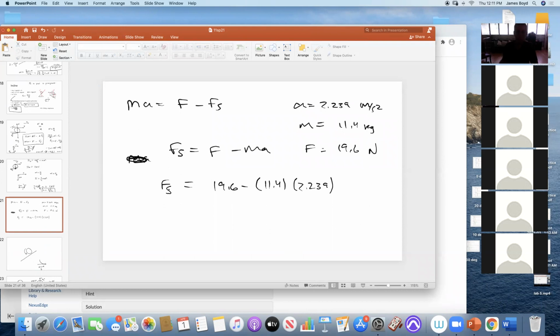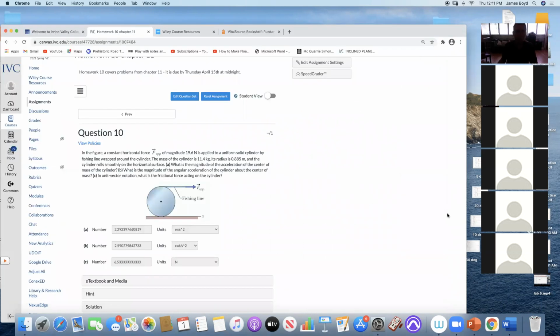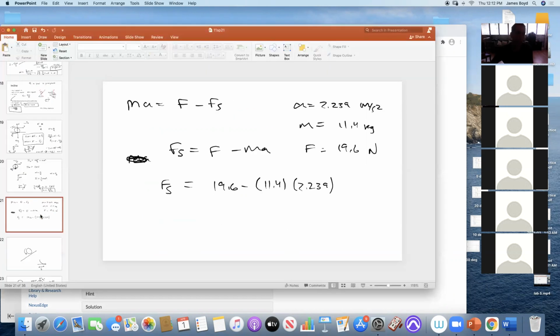19.6 minus 2.2923 times 11.4. I get minus 6.5-ish. What does this mean? Yep, it means it's going the opposite way. It means that in our model, where we said that it was going this way and F was going this way, we're wrong. Fs actually points that way, which is weird.